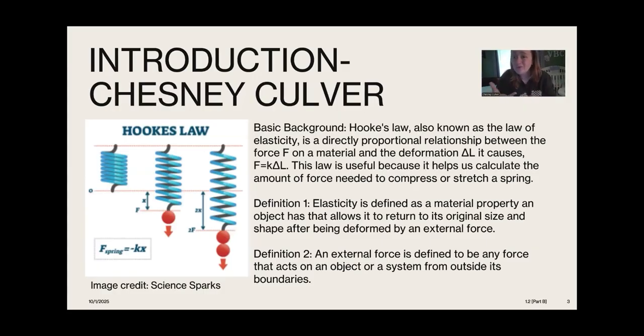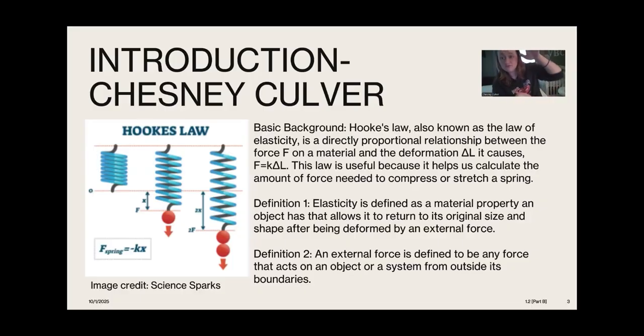This law is super helpful because it helps us calculate the amount of force needed to compress or stretch a spring. It also tells us a lot about certain types of movements, which I'll get into more a little bit later on. But anyway, a couple definitions that will be helpful further along in our presentation: one, elasticity. Elasticity is a property a certain material or object has that says how it's allowed to return to its original shape and size once it's been deformed by an external force.